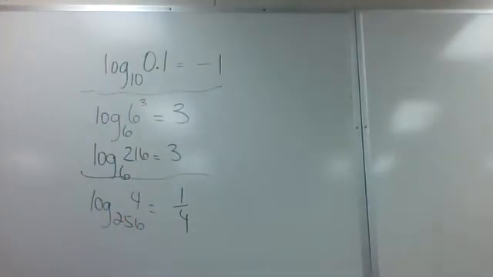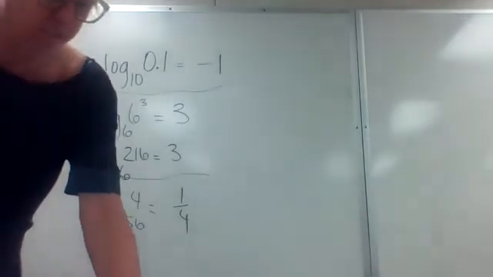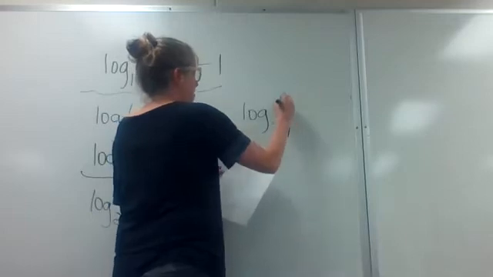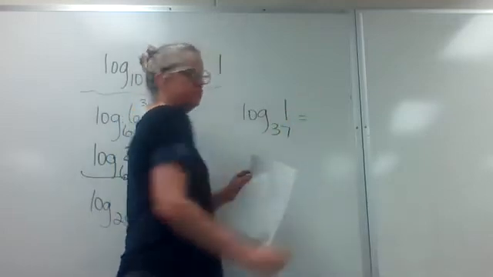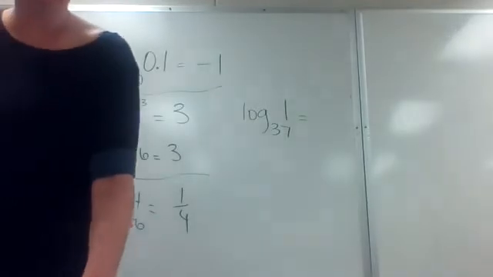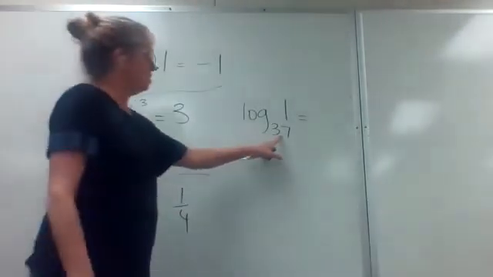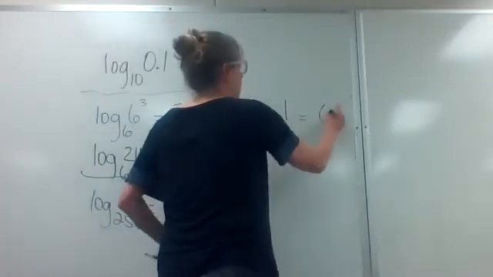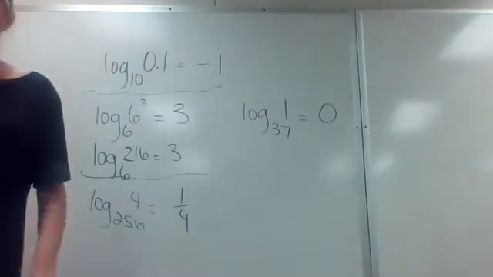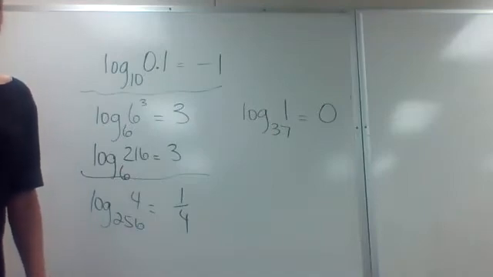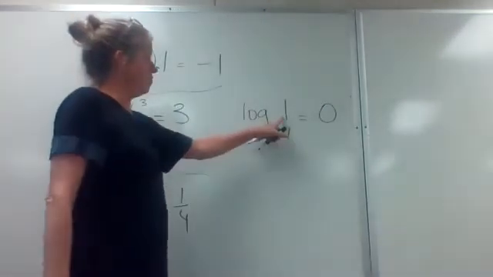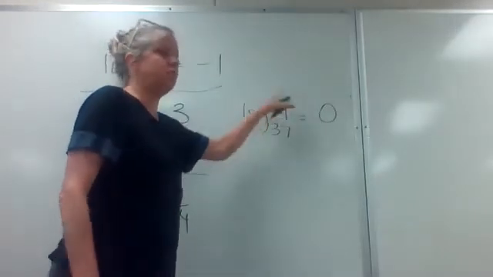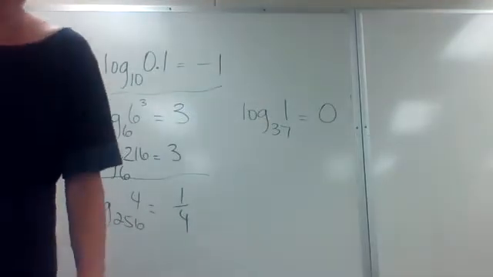Number 9. Find the logarithm. Log base 37 of 1. What do you need to raise 37 to in order for it to equal 1? 0 power, right? Anything to the 0 power is equal to 1. So if this is a 1 right here, it doesn't even matter what this is. You would have to raise it to the 0 power to equal 1.